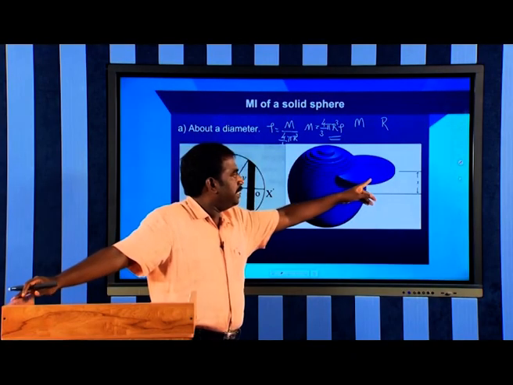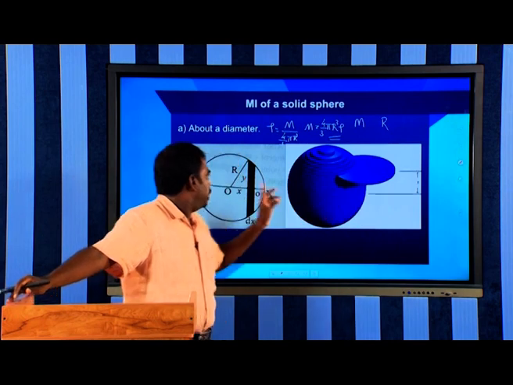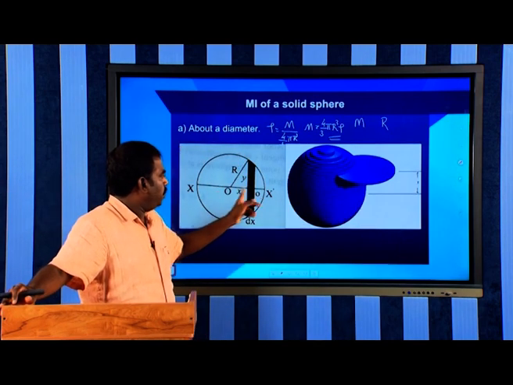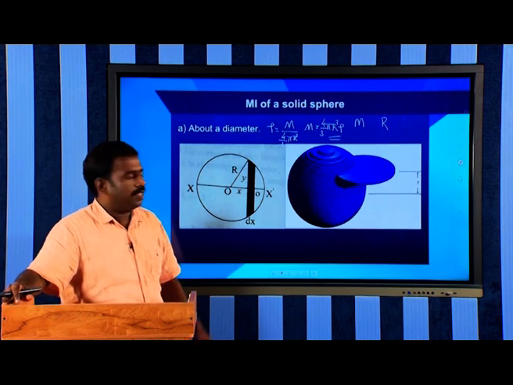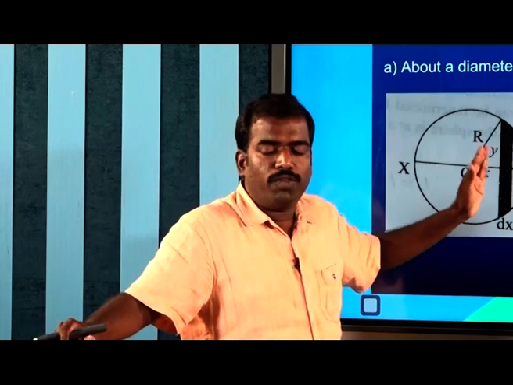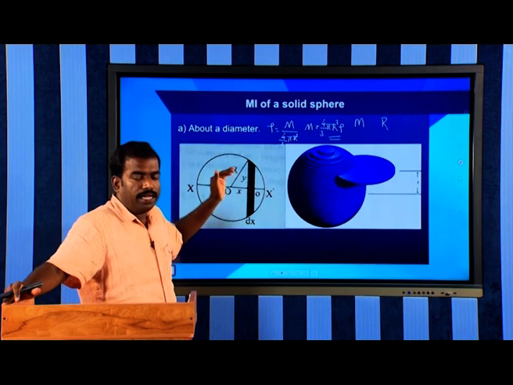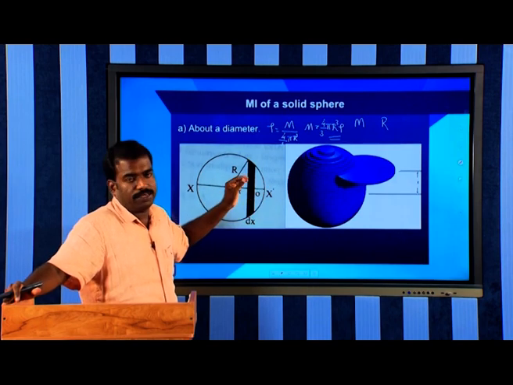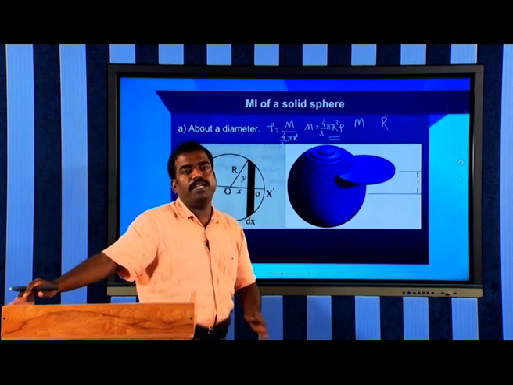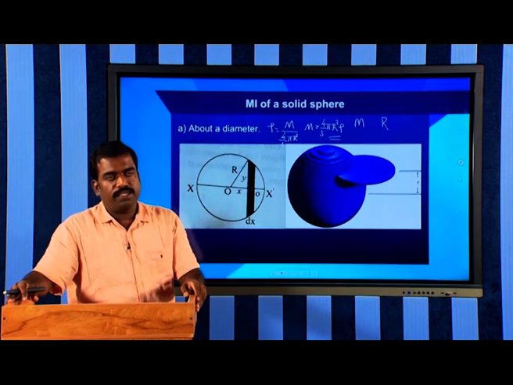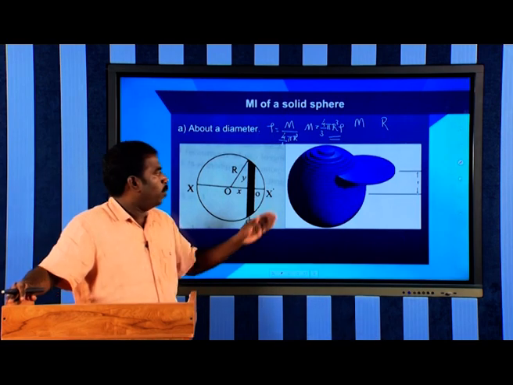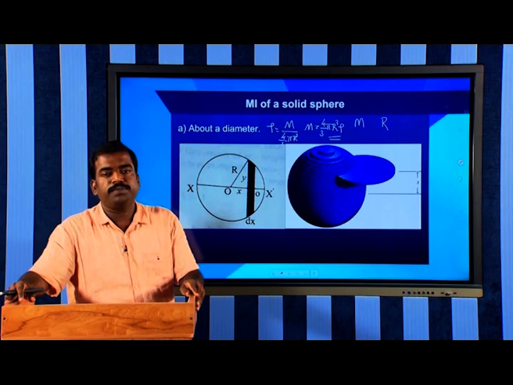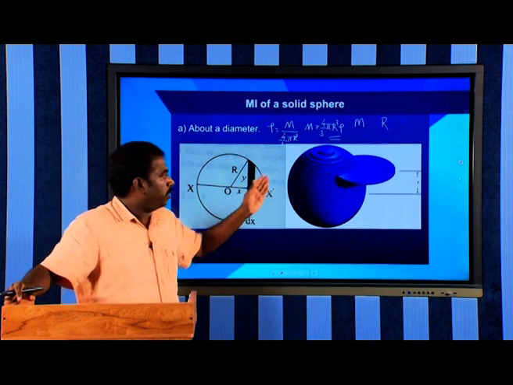Consider one such disc which is at a distance of x from the center. Here we are finding the moment of inertia of the sphere about X X dash, which is the axis passing through its center and perpendicular to the plane of the disc. We know the moment of inertia of the disc about an axis perpendicular to its plane and passing through its center of mass.